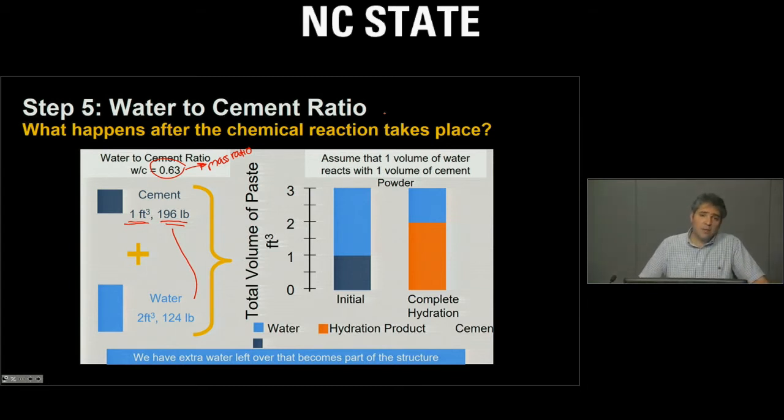And now I'm going to go ahead and convert this back to the volume, and suddenly you see that now we have 2 cubic foot of water for 120 pounds of water. So now we ended up with 1 volume of cement, 1 cubic foot of cement, and 2 volume of water, 2 cubic foot of water.